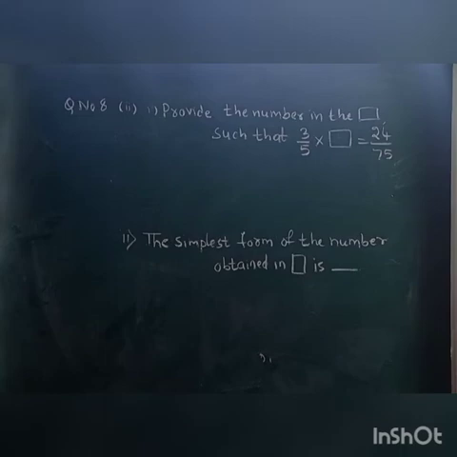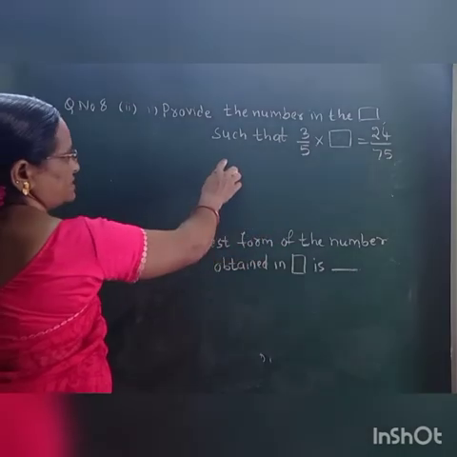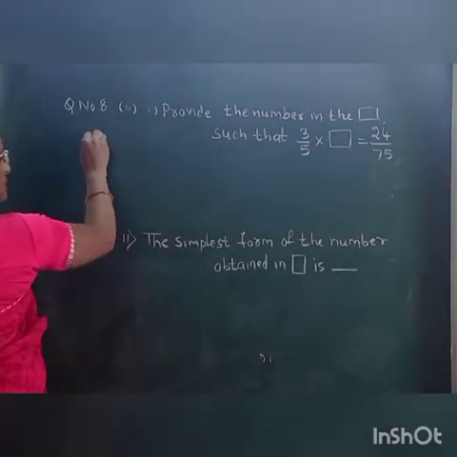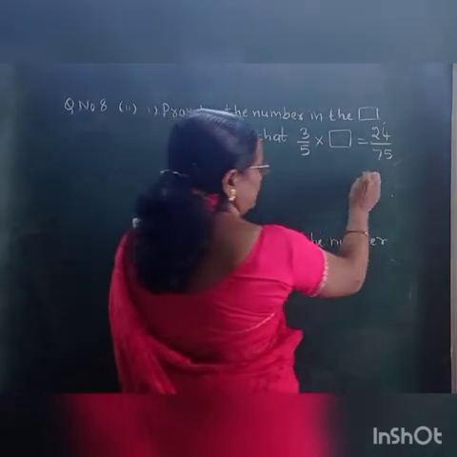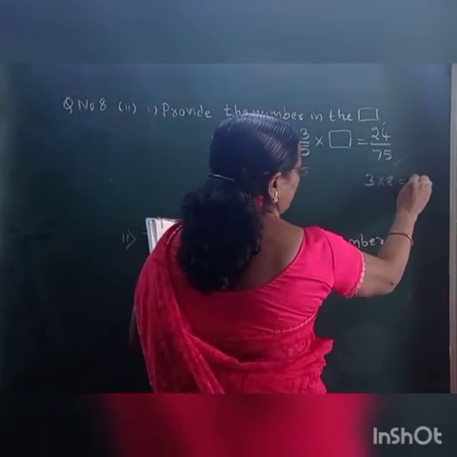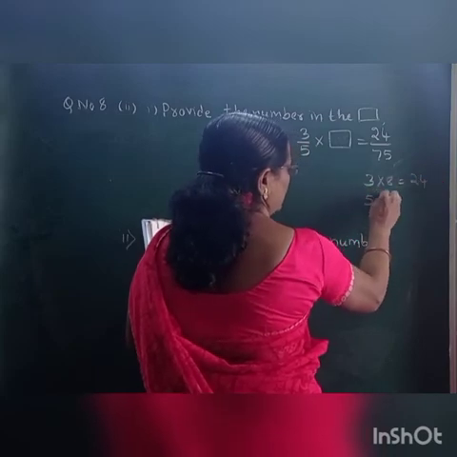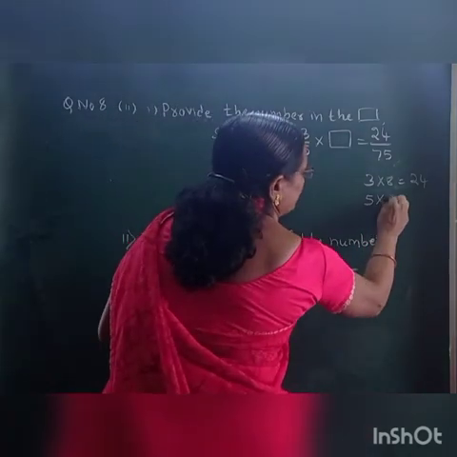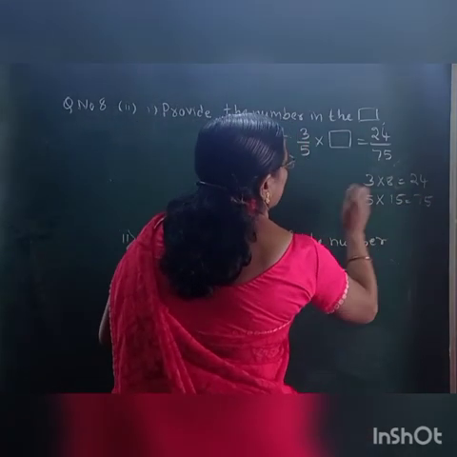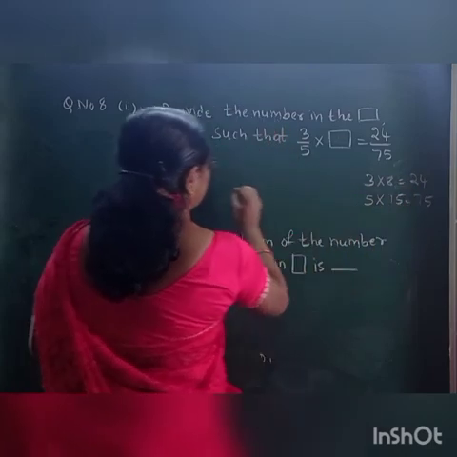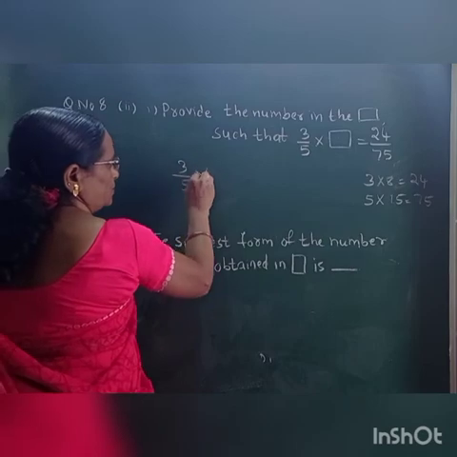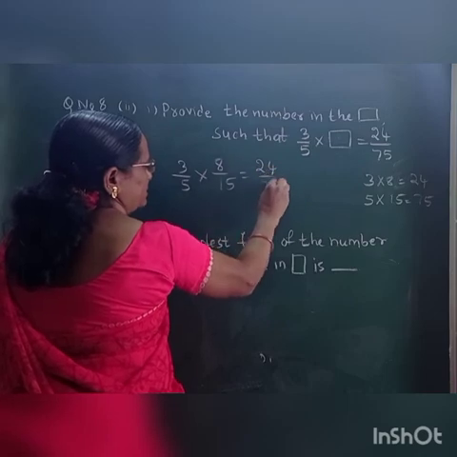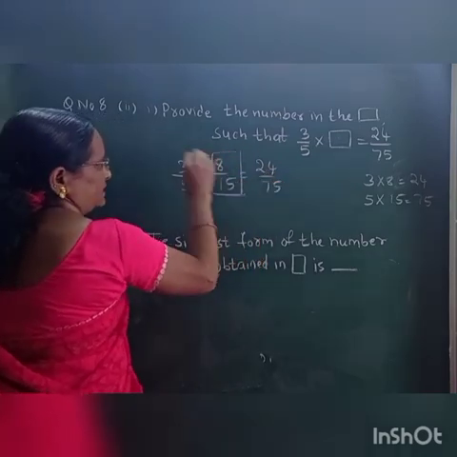Question number 8, second one. Provide the number in the box such that 3 by 5 into dash is equal to 24 by 75. Now see here. 3 into 8 is 24. Is not it? 3 into 8 is equal to 24. And here 5 into 15, 5 15s are 75. So 5 into 15 is equal to 75. Therefore 8 by 15 is the answer here. 3 by 5 into 8 by 15 is equal to 24 by 75. 8 by 15 is in the box.